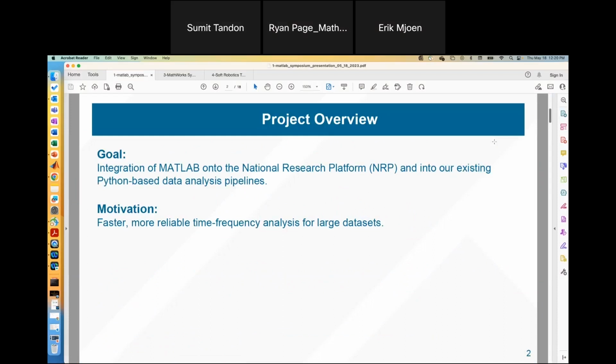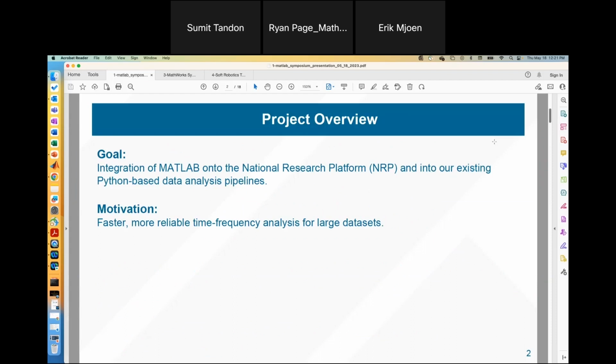Cool. So let me dive right into the overall goal of this project, which was to integrate Matlab onto the National Research Platform. And I'll explain what that is in a moment, and more specifically to integrate Matlab into our existing Python-based workflows.